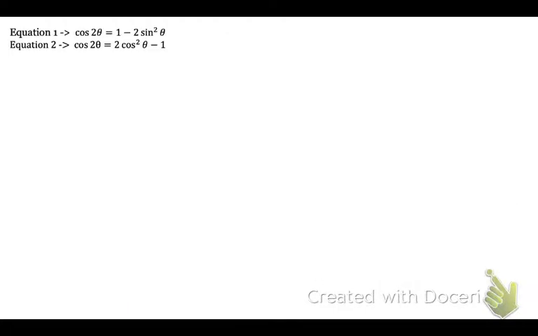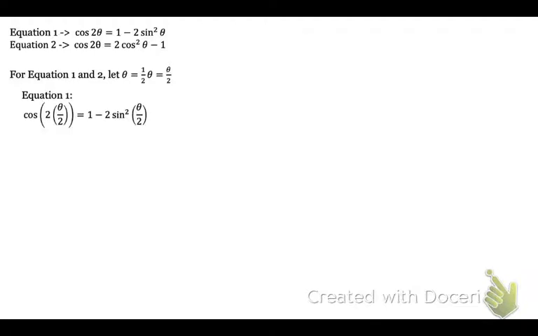Cool? Okay, let's get the half angle identities. So we're going to use the cosine of 2 theta. We're going to use these 2 equations to get the half angle ones. So I could just say that theta equals 1/2 of theta, which is the same as theta over 2. So if I plug that into equation 1, I get cosine of 2 times theta over 2 equals 1 minus 2 sine squared of theta over 2. Well, that just becomes cosine of theta equals 1 minus 2 sine squared of theta over 2. Because here, these 2's just cancel out, right? Cancel. Okay, so then I'm going to be left with, I just subtract that 1 over.